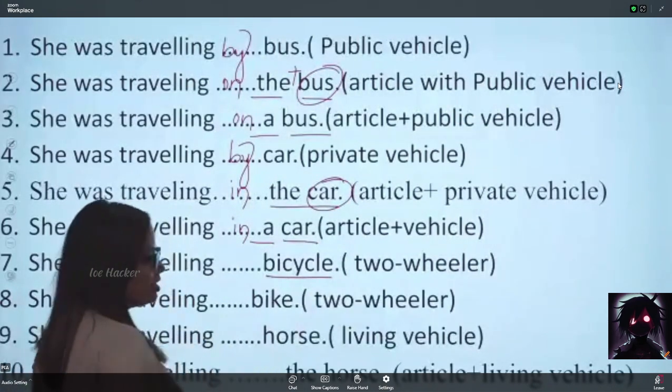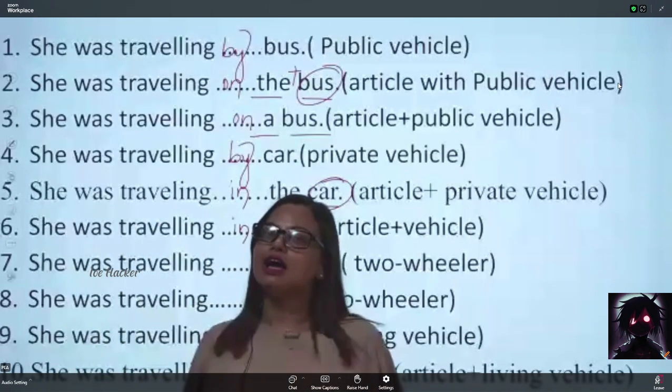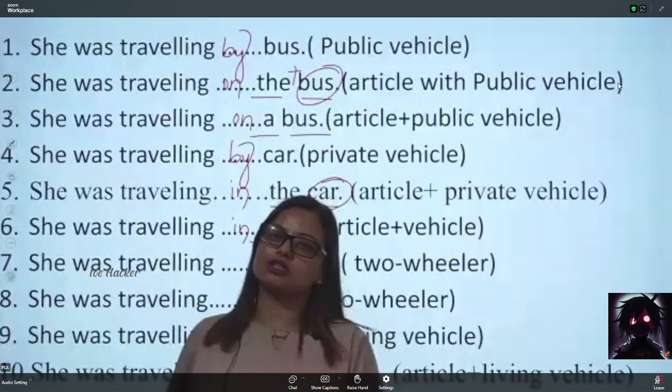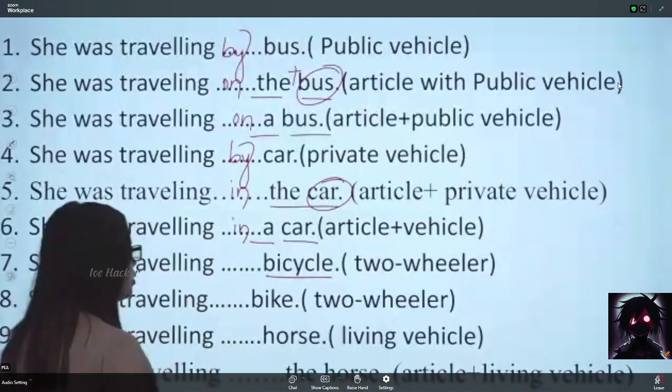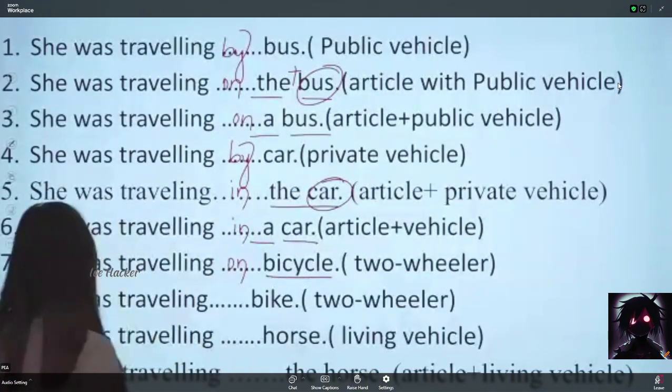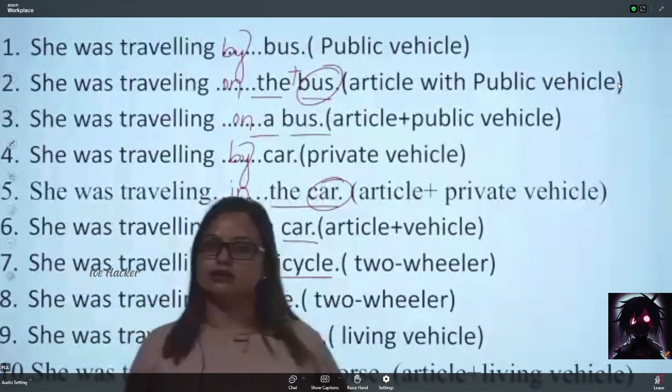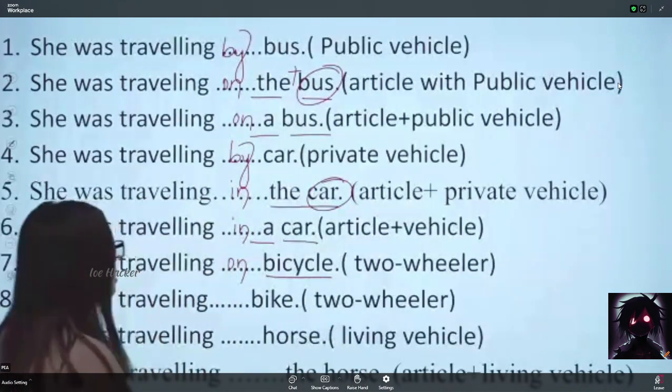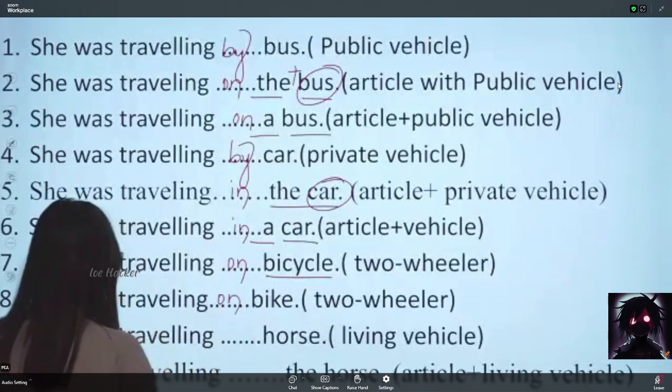She was traveling dash bicycle. Now see, bicycle, it's a two-wheeler. In terms of two-wheeler, either it comes alone or it comes with an article, it doesn't matter. You have to go for on. She was traveling dash bike. Again, bike is a two-wheeler, so on.